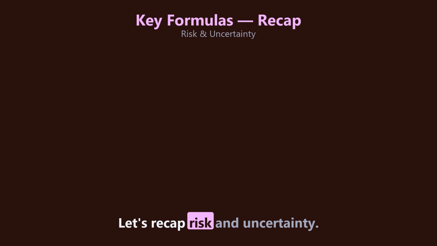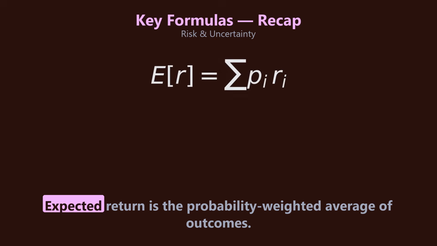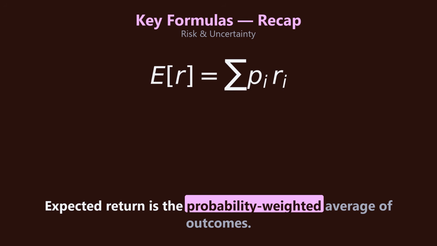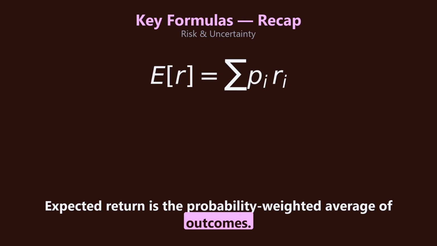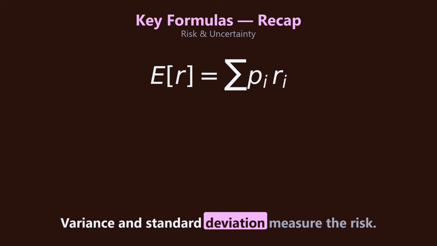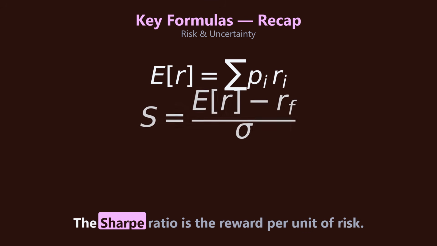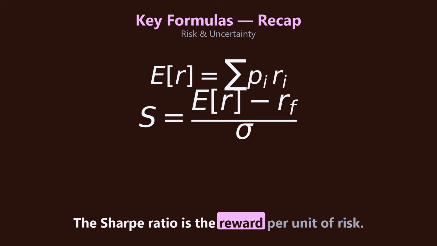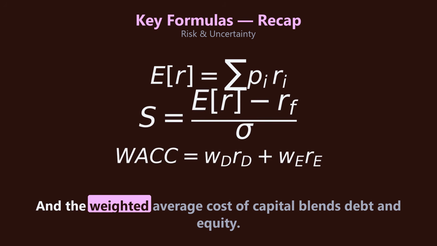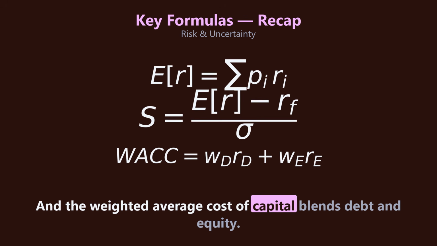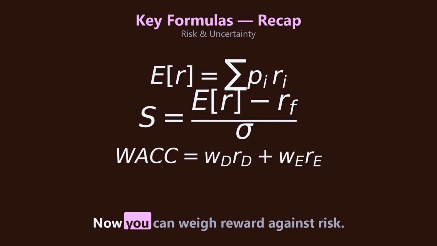Let's recap risk and uncertainty. Expected return is the probability-weighted average of outcomes. Variance and standard deviation measure the risk. The Sharpe ratio is the reward per unit of risk. And the weighted average cost of capital blends debt and equity. Now you can weigh reward against risk.